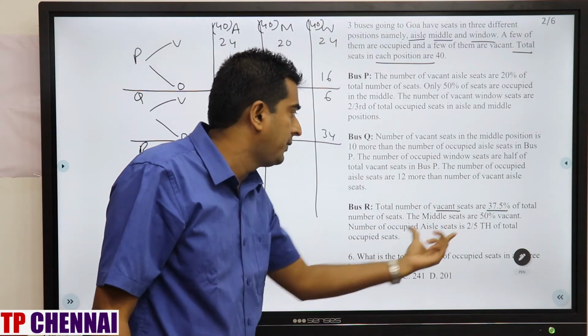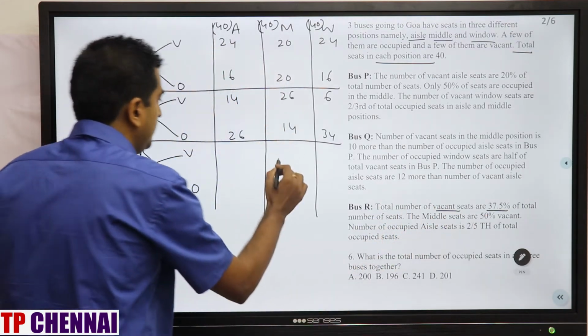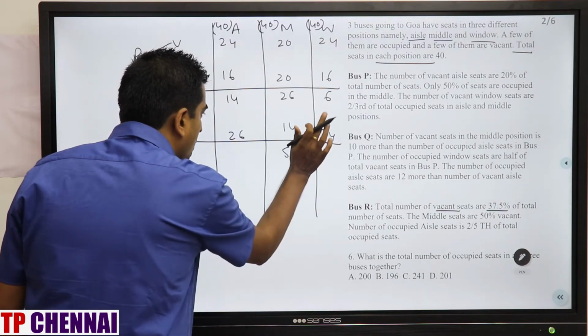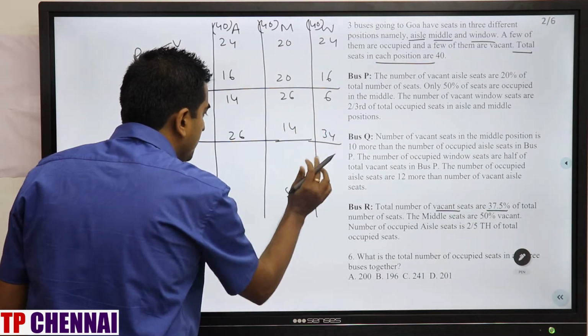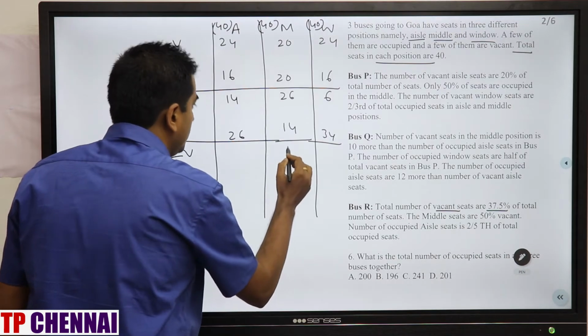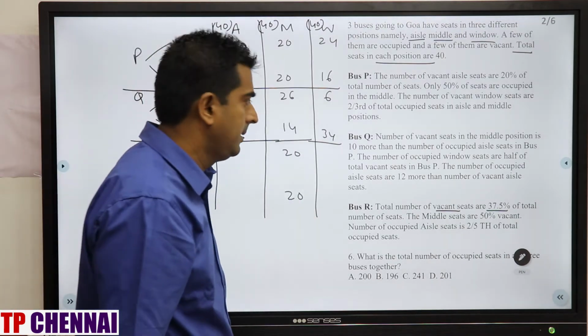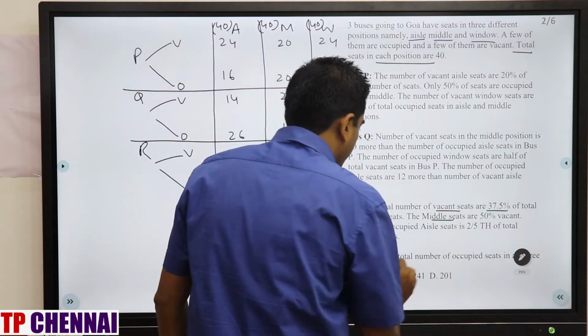The middle seats are 50% vacant. So this part we will see first. 50% vacant, so 50% will be occupied. Because the total number of seats is 40, this is 20 and this is 20. This is about the middle.